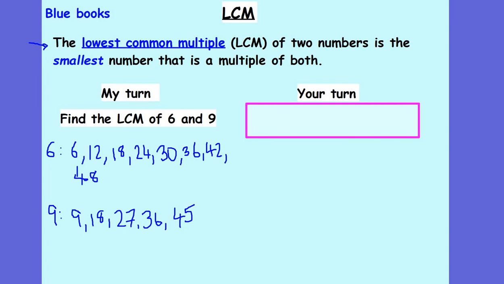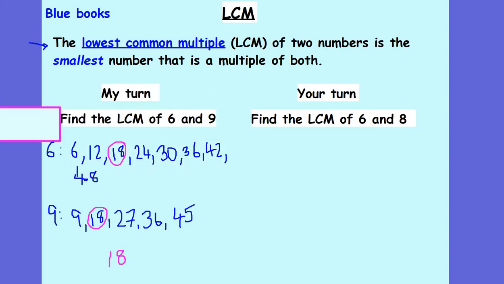Etc, etc. To find the lowest common multiple, we need to find the smallest number that's in both of these times tables. The smallest number that's in both of these times tables would be 18. There it is. So the lowest common multiple of 6 and 9 is just 18. Over to you. In your dark blue books, can you find for me the lowest common multiple of 6 and 8? Pause the video for a couple of minutes and work that out now.